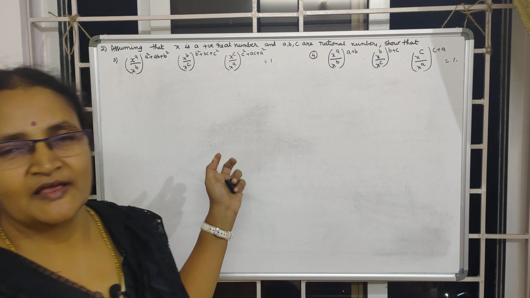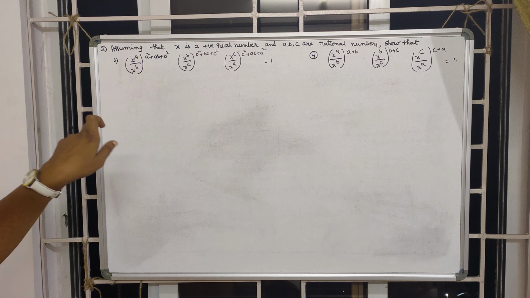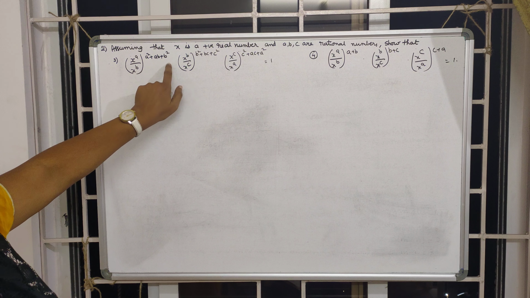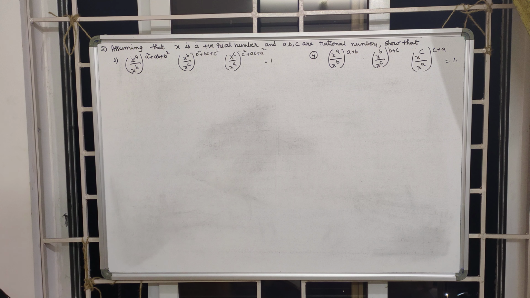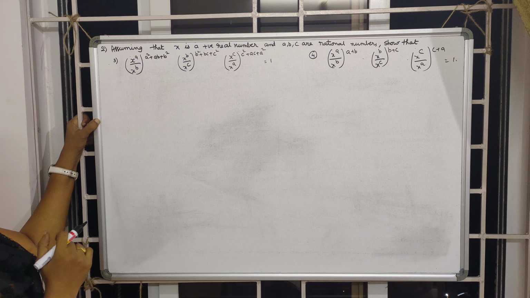Everyone, a few more examples based on that one. Here: (x^a / x^b)^(a² + ab + b²) times (x^b / x^c)^(b² + bc + c²) times (x^c / x^a)^(c² + ac + a²) equal to 1, we are supposed to prove. Nothing was given between them, so here we are assuming it as multiplication itself. Here this we are considering as LHS, and RHS we have to prove it as 1.